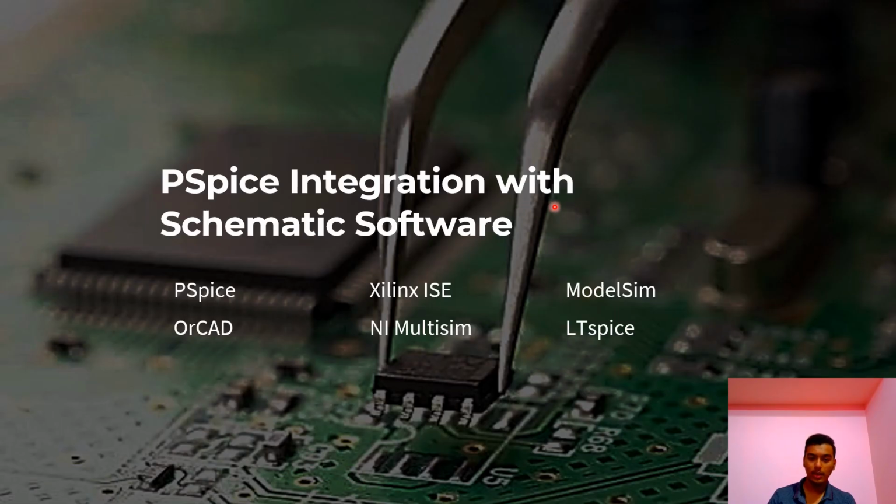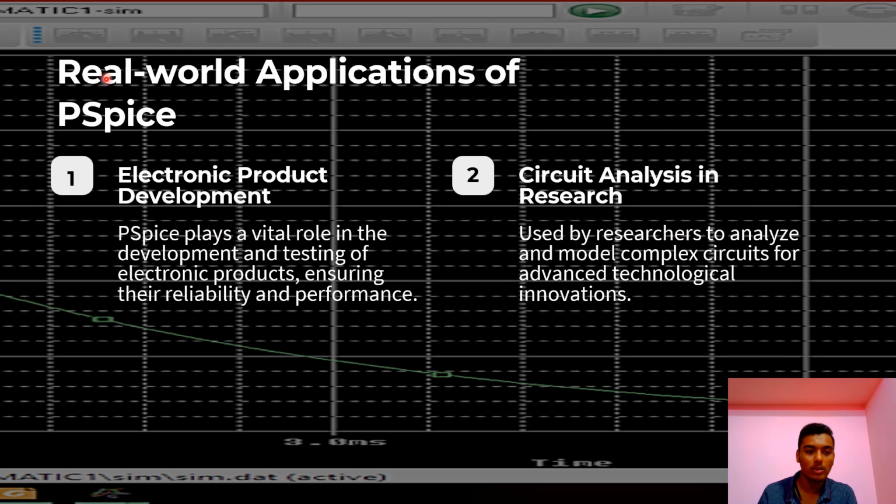Some of the PSpice integration schematic software are OrCAD, Xyce, NI Multisim, ModelSim, LTspice, and PSpice. Here are some of the real world applications of PSpice, like electronic product development and circuit analysis in research. In electronic product development, PSpice plays a vital role in the development and testing of electronic products, ensuring their reliability and performance. In circuit analysis in research, it plays a crucial role for researchers to analyze and model complex circuits for advanced technologies and innovation.